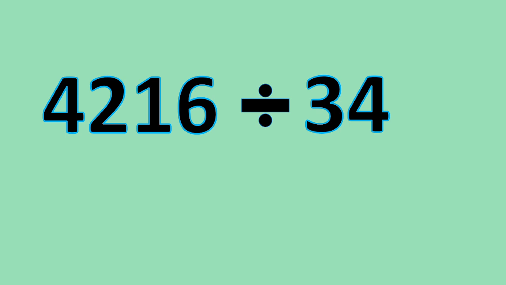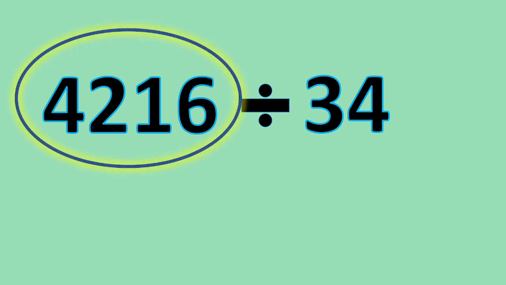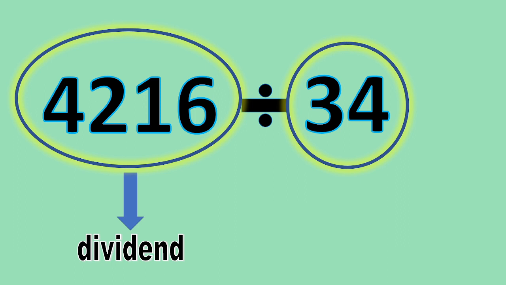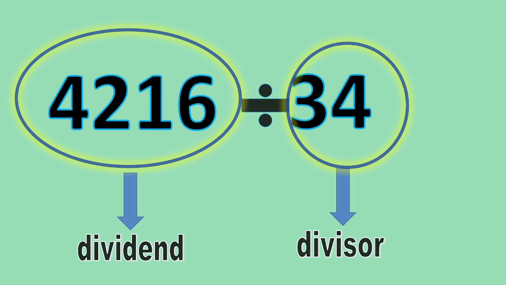4,216 divided by 34. The number 4,216 here is what we call the dividend. The number 34 here is what we call the divisor. First, write the problem using a long division symbol like this.